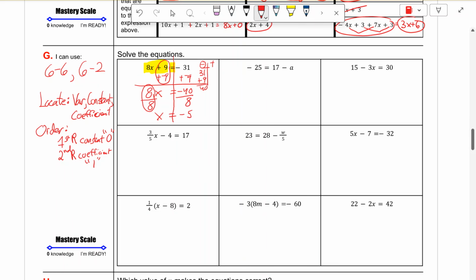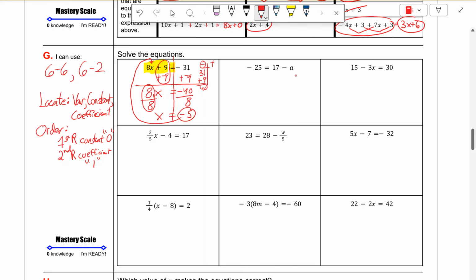Remember, you could check, you could put negative 5 right where the x is, and that'd be 8 times negative 5, which would be negative 40, and negative 40 plus positive 9 is negative 31. That's how you know when you're right. All right, let's do another.